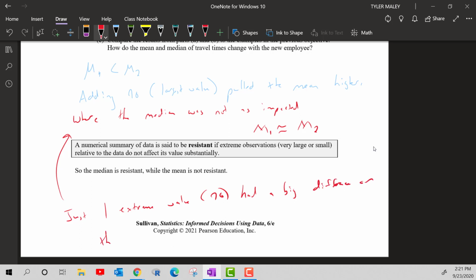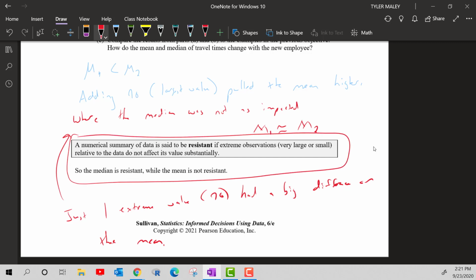on the mean. So then in this box here, it says a numerical summary of data is said to be resistant if extreme observations, which are very large or very small relative to the data, do not affect its value substantially. So a median is resistant, while the mean is not resistant. It's something to note. If I add in some outliers, the median is not as impacted as the mean. So median is resistant, while mean is not.